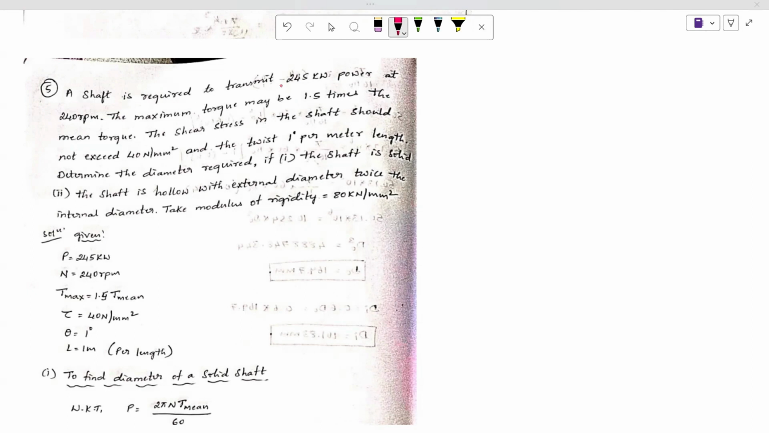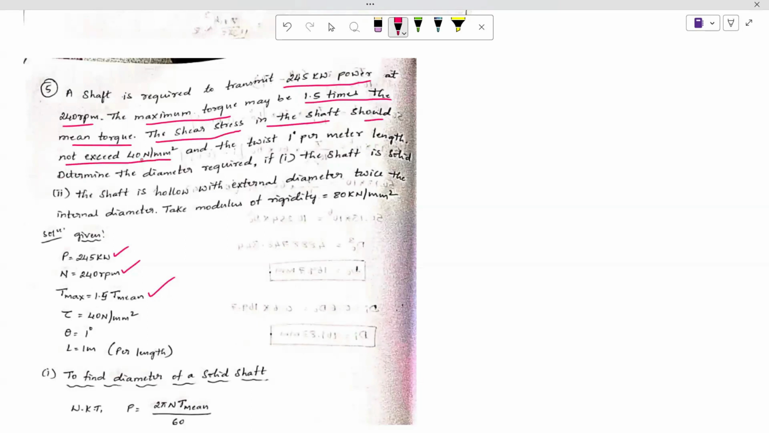A shaft is required to transmit 245 kilowatt of power at 240 rpm. So P is 245 kilowatt of power, speed is 240 rpm. The maximum torque may be 1.5 times the mean torque. So maximum torque is 1.5 times the mean torque. Next is the shear stress. The shear stress in the shaft should not exceed 40 Newton per millimeter square.